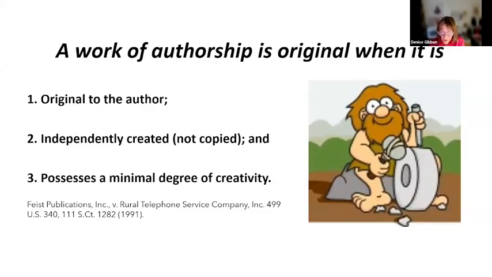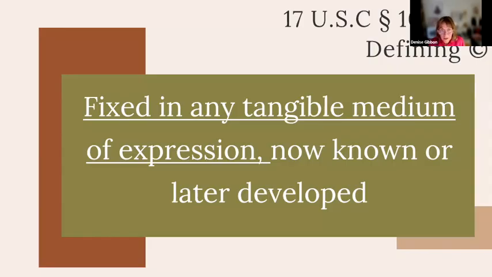So a work of authorship is original when it is original to the author, independently created, in other words, it hasn't been copied, and it possesses a minimal degree of creativity. Next. Our next stage is we've got a work of authorship, so now we've got to fix it in any tangible medium of expression now known or later developed. Next.